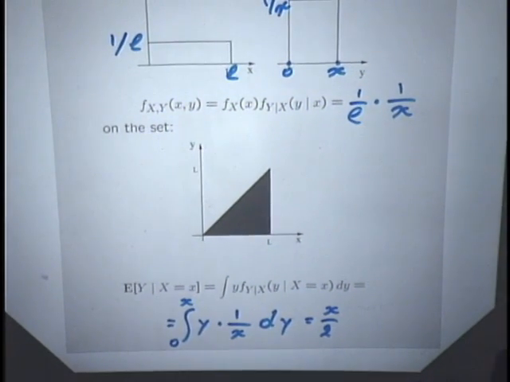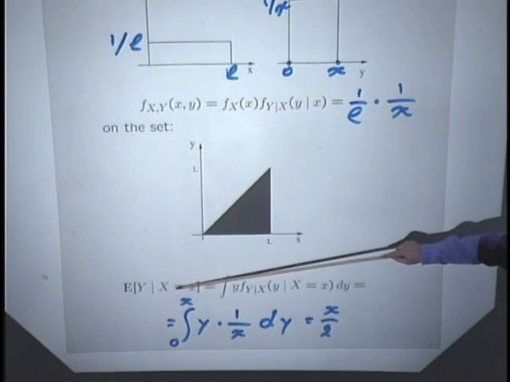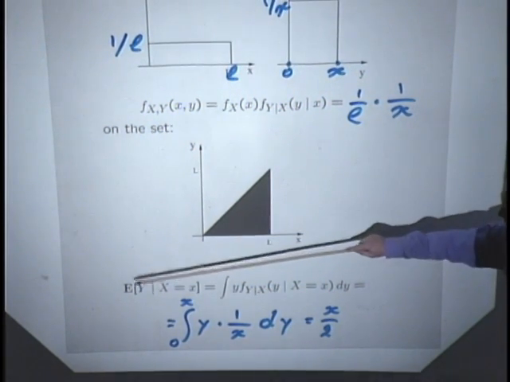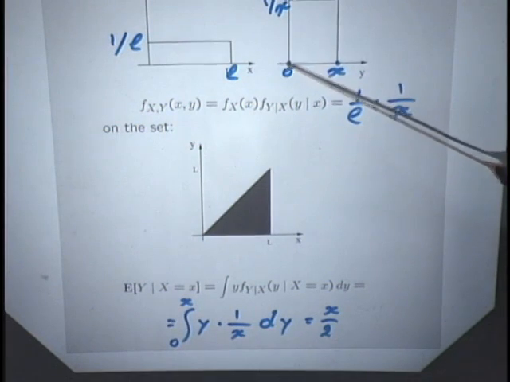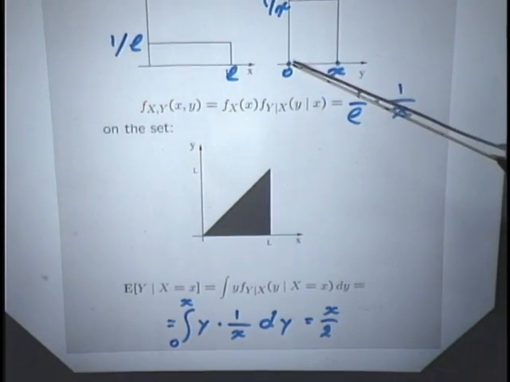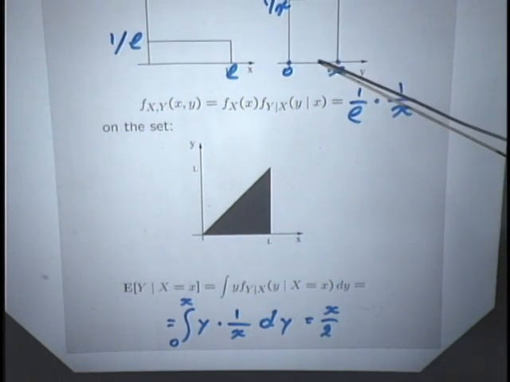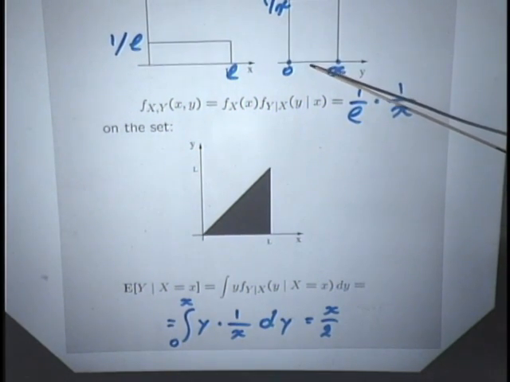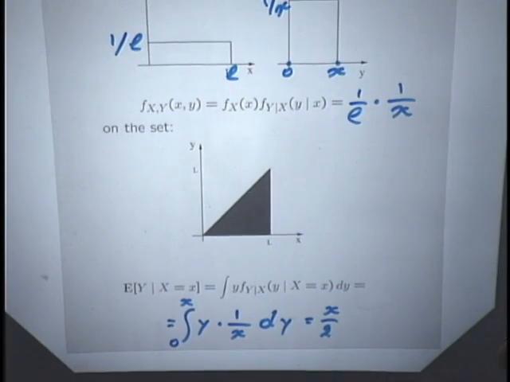Is it a surprise? It shouldn't be. This is just the expected value of y in a universe where x has been realized and y is given by this distribution. Y is uniform between 0 and x. The expected value of y should be the midpoint of this interval, which is x over 2.